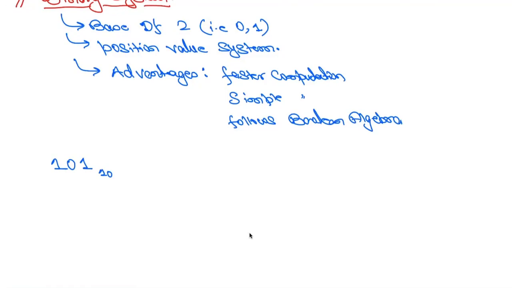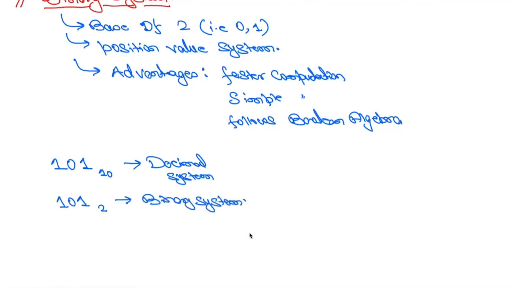So it is in the decimal system, and we will see it 101. If it has a base 2, that means it is in a binary system. The basic notation is there, right?